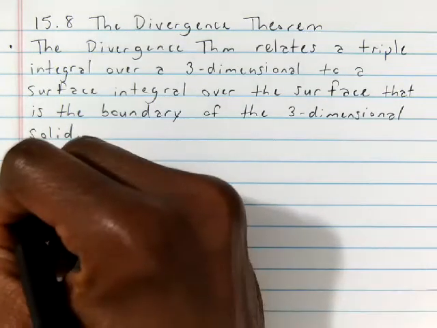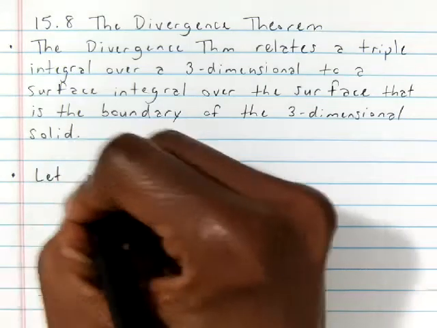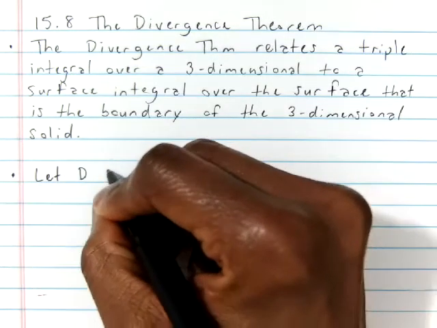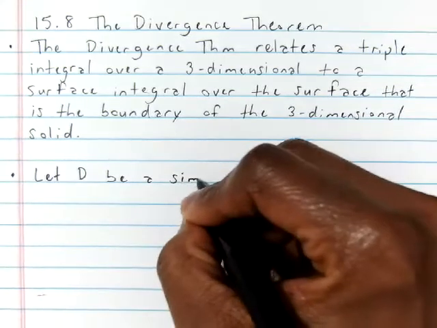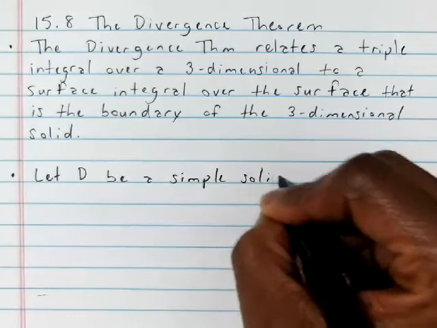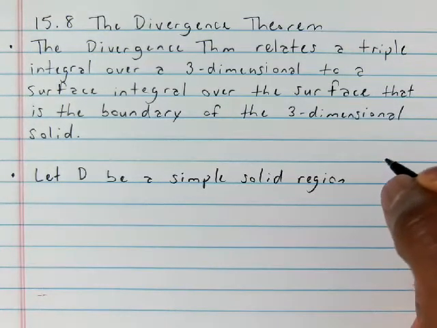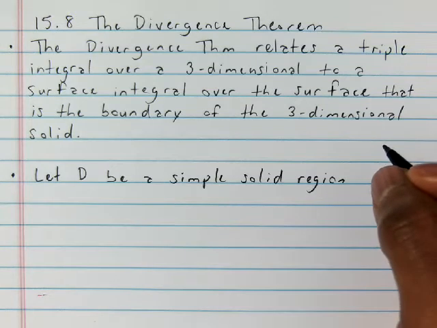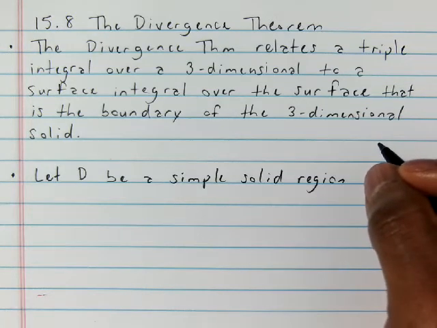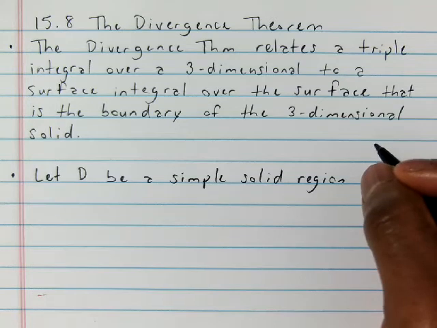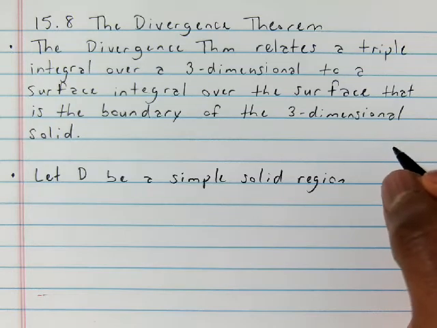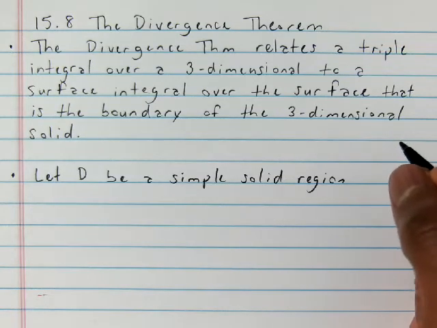All right, so let D be a simple solid region, and simple solid regions are just the regions over which we were integrating in chapter 14 when we were doing triple integrals. That includes spherical coordinates, cylindrical coordinates, change of variables. We didn't do any extensive change of variables problems for triple integrals, but spherical coordinates and cylindrical coordinates are a form of change of variables, and then rectangular coordinates, of course, as well.